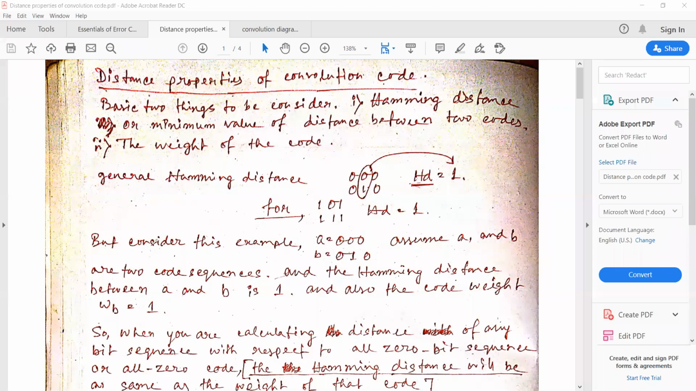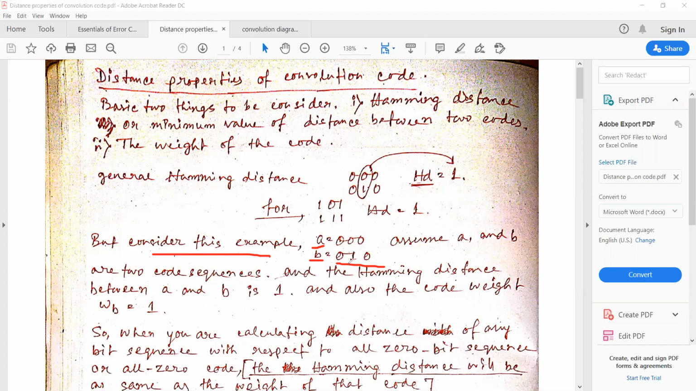Okay, so I'm taking this example, like 000 and 010. For this, what is the Hamming distance between the all zero bit, which I'm defining as A, and any bit, which may be 010 or 101, any bit, which is defined as B? I'm calculating the Hamming distance between these two, the all zero bit and any bit.